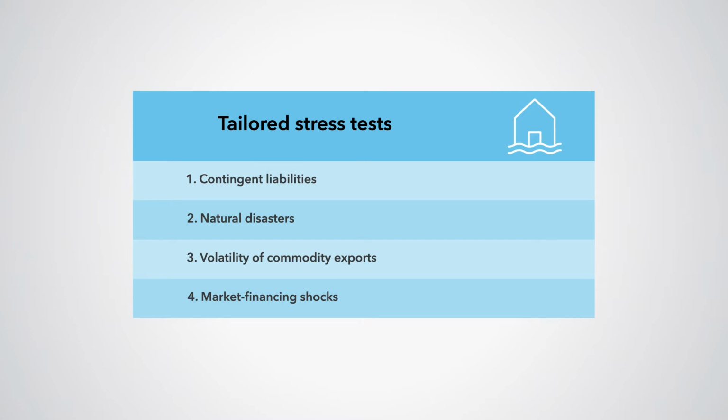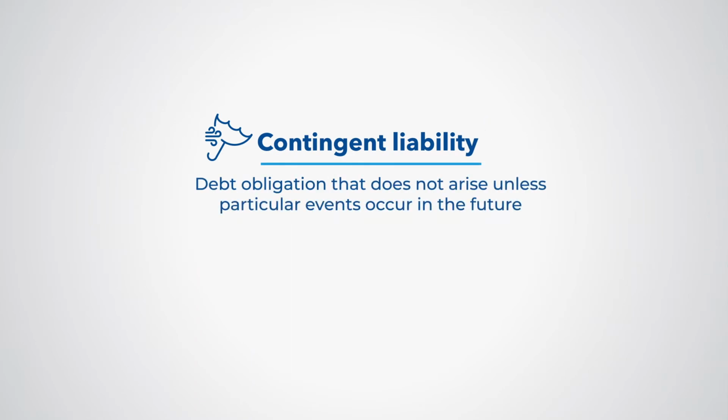in the DSF: contingent liabilities, natural disasters, volatility of commodity exports, and market financing shocks. A contingent liability is a debt obligation that does not arise unless particular events take place in the future. For example, subnational debt with guarantees that are likely to be triggered.